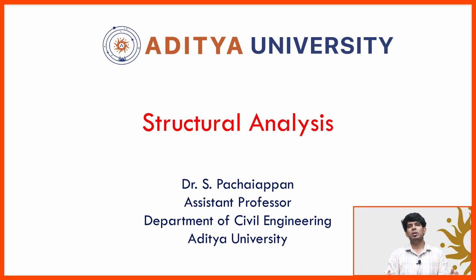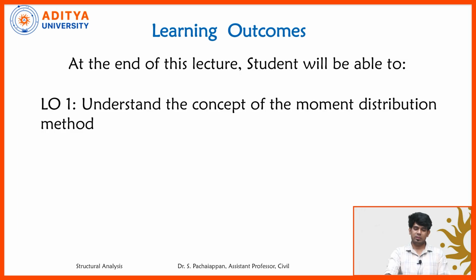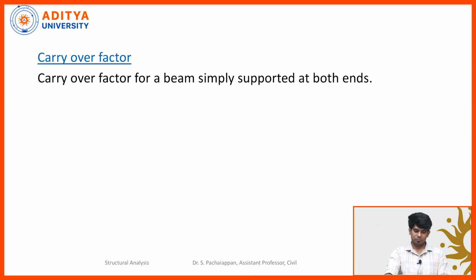We already started the moment distribution method and derived the carryover factor and stiffness factor when one end of the beam is fixed and the other end is simply supported. In this lecture, we are going to derive the carryover factor when both ends are simply supported. This is also the moment distribution method. At the end of the lecture, students will understand the concept of the moment distribution method and know how to derive the carryover factor when both ends of the beam are simply supported. Quickly, we will go to the derivation.